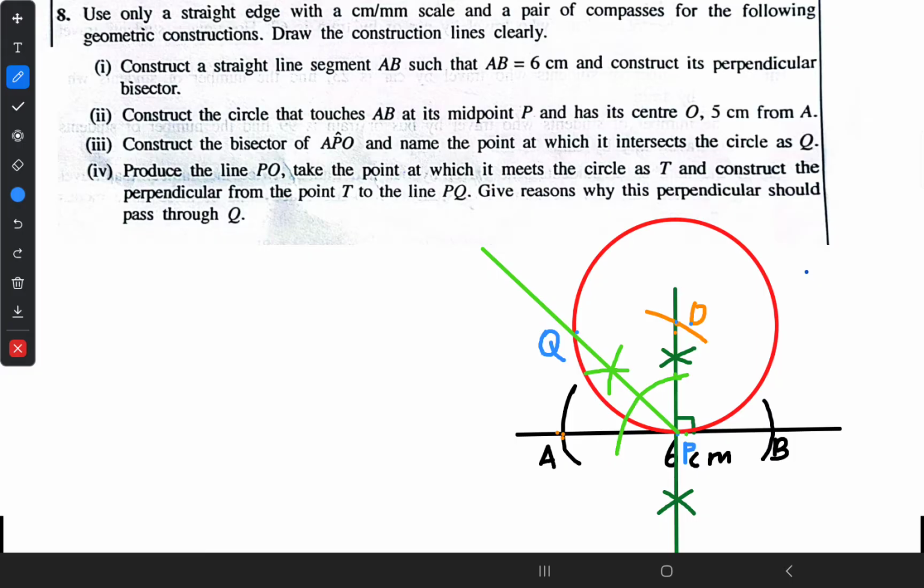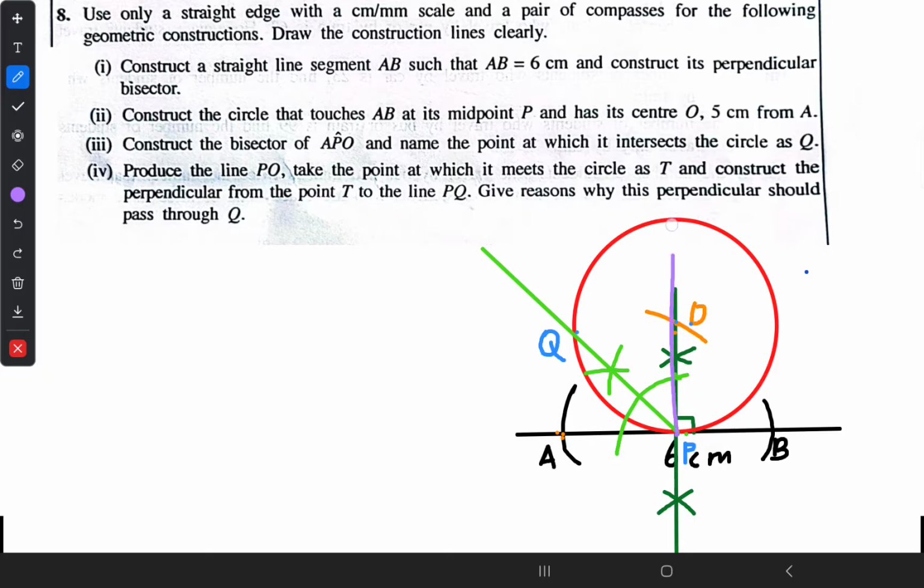Take the point at which it meets the circle at T and construct the perpendicular from T. Okay, I'll read it again. The last statement was very important. We have to read it at least twice. Produce the line PO, take the point at which it meets the circle as T.